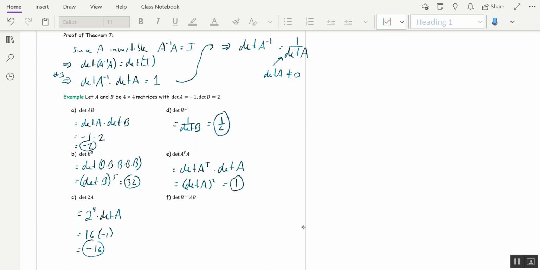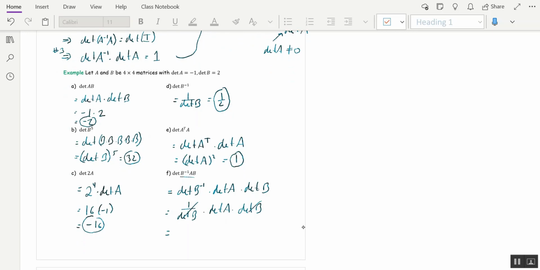And finally, matrix multiplication does not commute. So I can't move these A's and B's around to cancel the B inverse with the B. However, if I first write this as determinant of B inverse, determinant of A, determinant of B, then I can move things around because these are now numbers. So determinant of B inverse, remember that's 1 over the determinant of B. And then I've got determinant of A, determinant of B, and these do cancel because they're numbers, and so that's just equal to the determinant of A, which was -1.